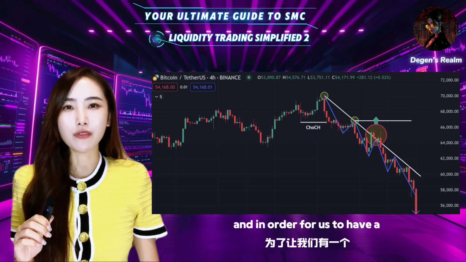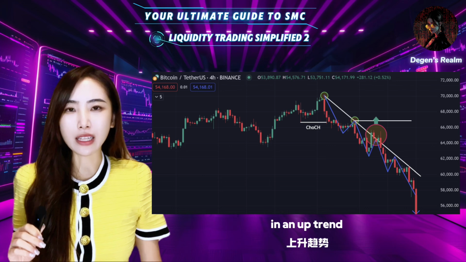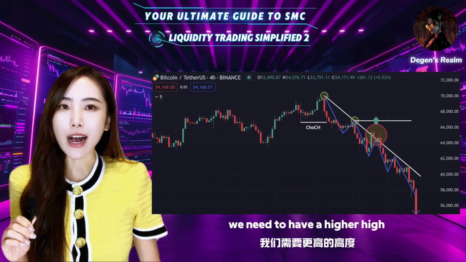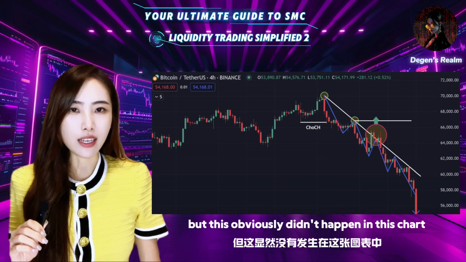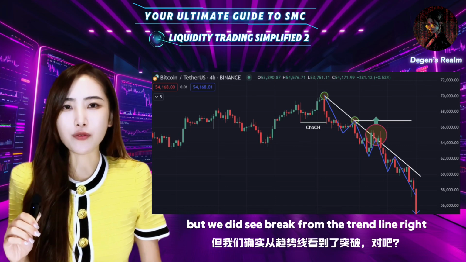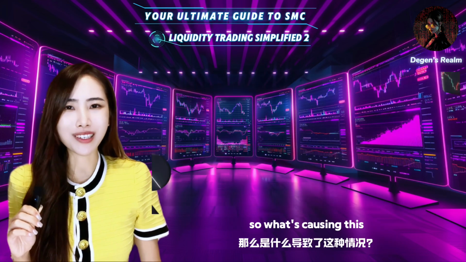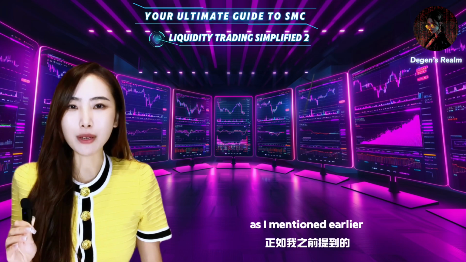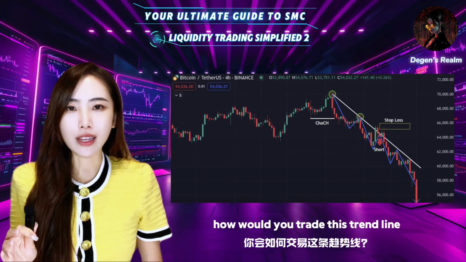And in order for us to have a break of structure to validate that we're back in an uptrend, we need to have a higher high. But this obviously didn't happen in this chart. But we did see a break from the trend line, right? So what's causing this? As I mentioned earlier, how would you trade this trend line?